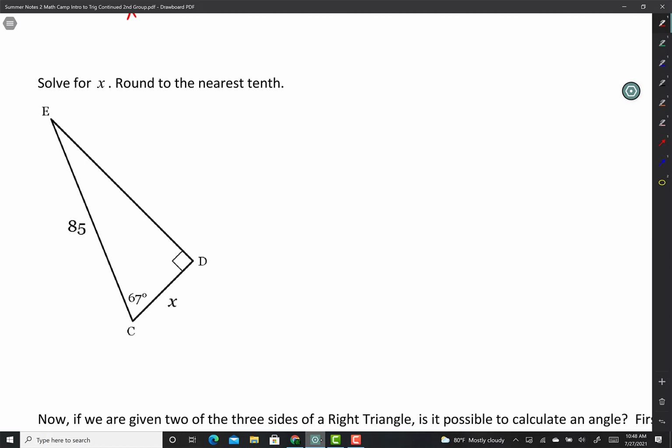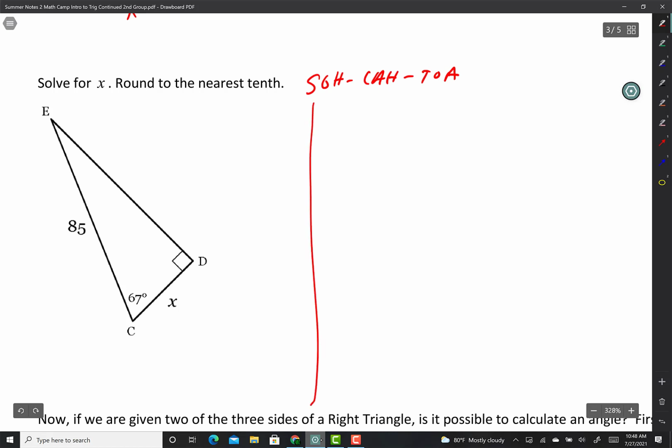All right. So again, I write SOHCAHTOA. So let's try to save some space, guys. Try to save like half the space because I want to do a new one on the right side. So with respect to 67 degrees, is that x opposite, adjacent, or hypotenuse? Adjacent. What about the 85? Which one am I going to use? Cosine. So you're going to write cosine of 67 degrees equals adjacent x over 85.